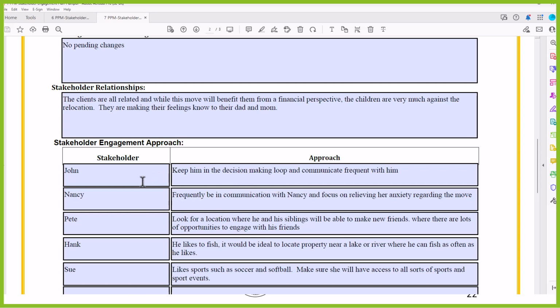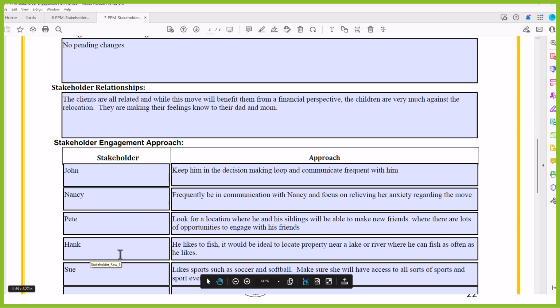So John, we will keep him in the decision-making loop and communicate frequently. Nancy, we will frequently be in communication with her and focus on relieving her anxiety regarding the move. Pete, we will look for a location where he and his siblings will be able to make new friends, where there's lots of opportunities. He's a people person.